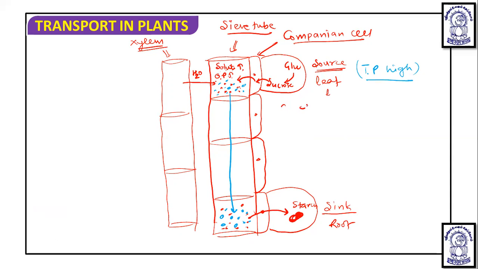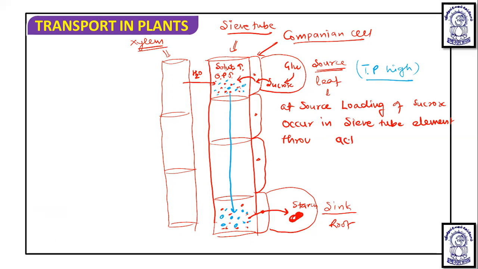So at the source, loading of sucrose occurs in the sieve tube element through active transport.